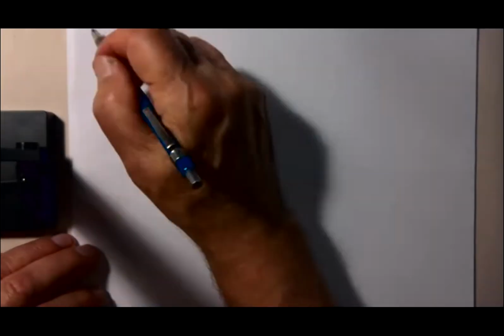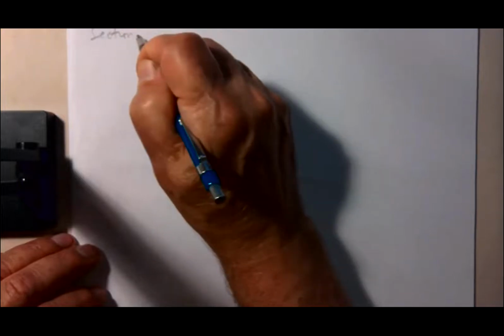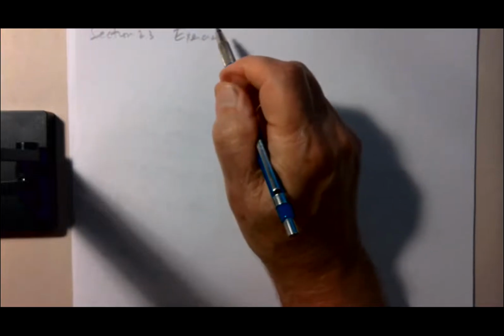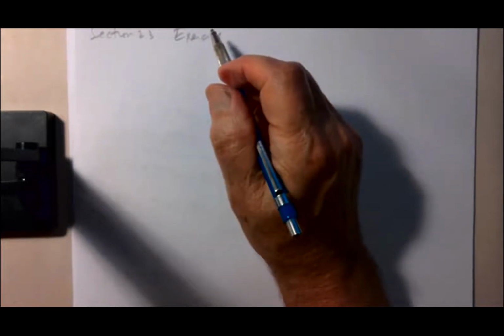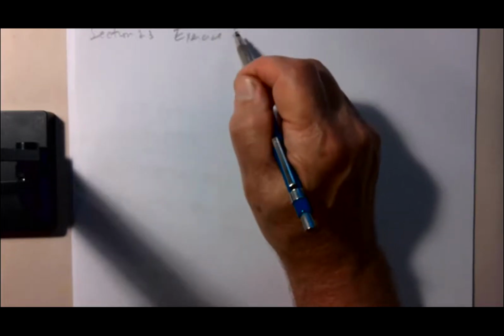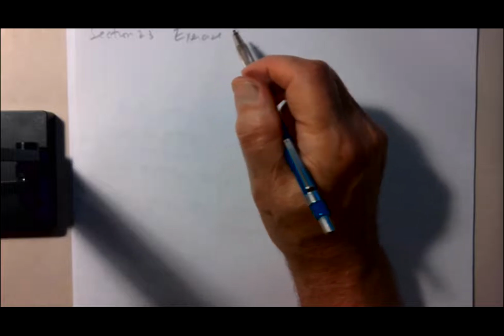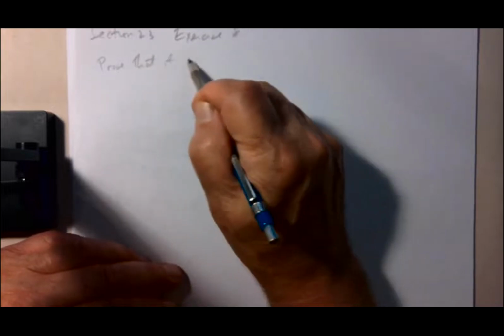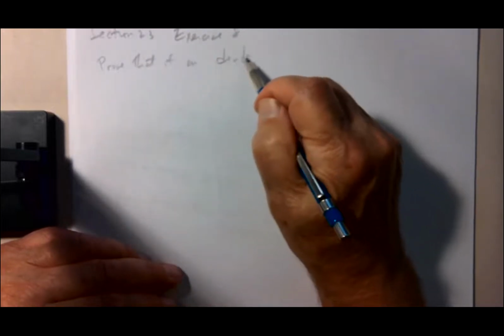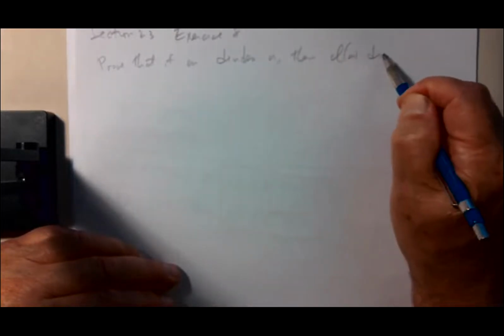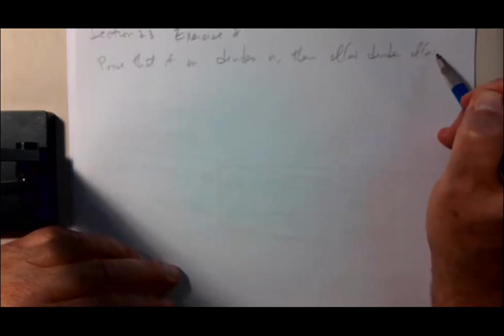Okay, section 2.3, which exercise did you ask about? Number 8 from page 60. Number 8. So this is a proof. Prove that if M divides N, then phi of M divides phi of N.